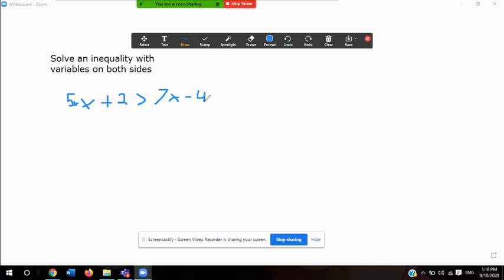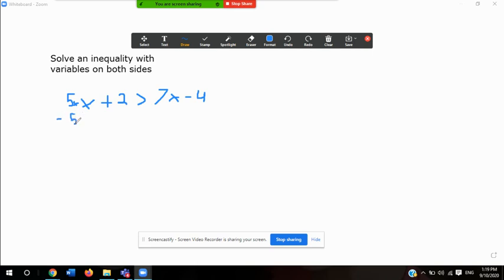solving equations with variables on both sides. So I can technically start with the 5x or the 7x, or I can start with the minus 4 or the positive 2. It doesn't really matter, because since they're linear inequalities, it's going to give me the same answer regardless. I always like to keep my variables positive, so I'm going to start by subtracting 5x.